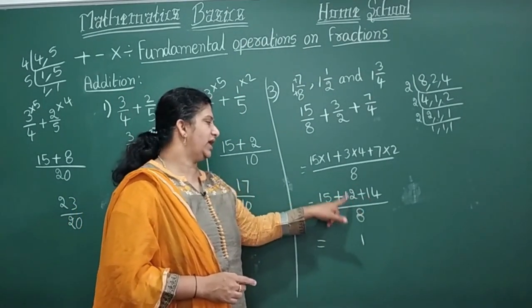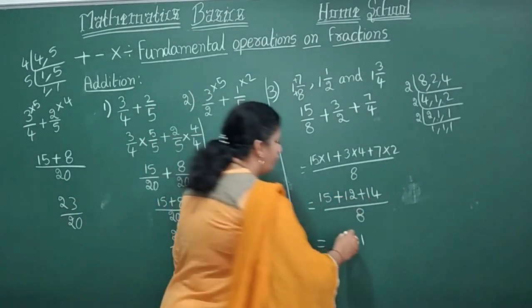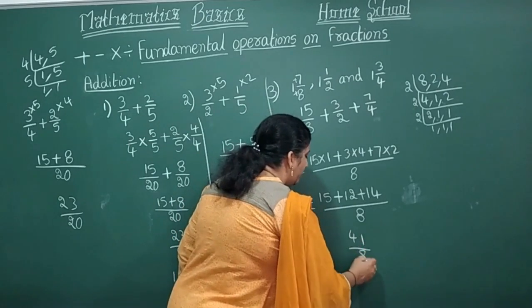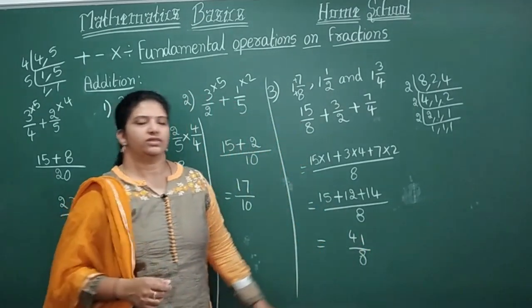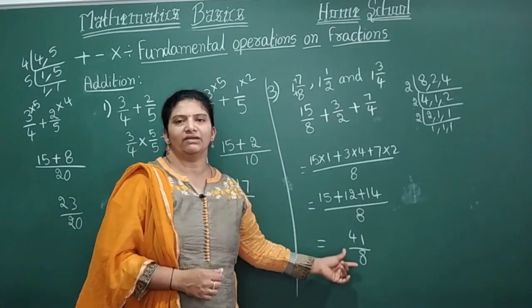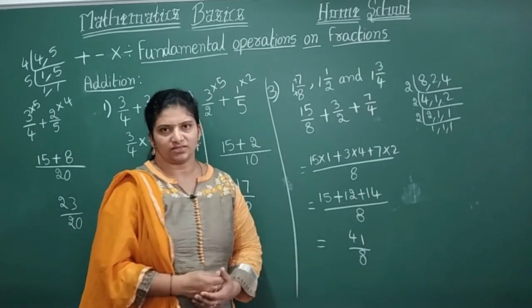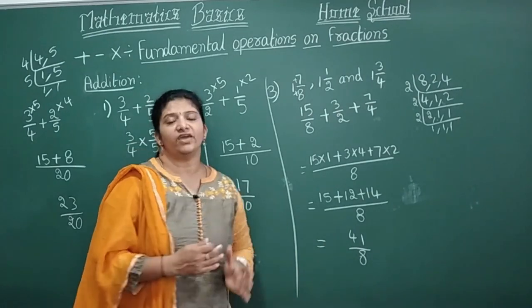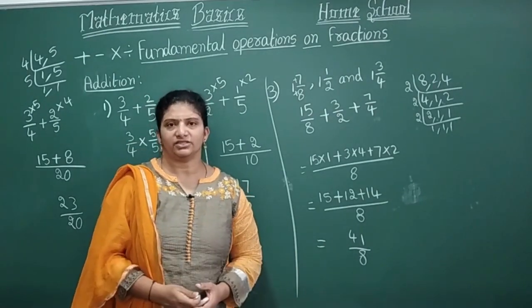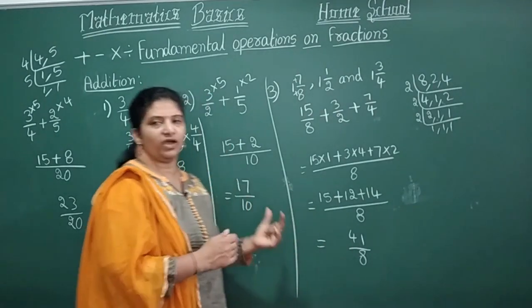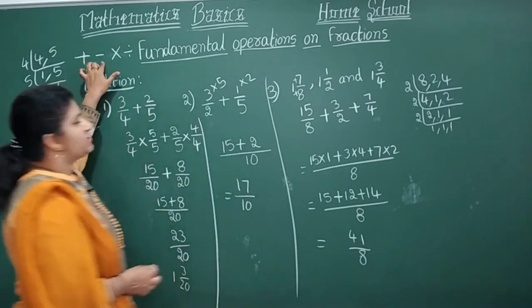2 plus 1 is 3. 3 plus 1 will be 4. 41 by 8. So this, if you want, you can convert into a mixed fraction or you can leave it like this. Okay children, this is the way we add fractions. So in our next step, we are going to take subtraction.